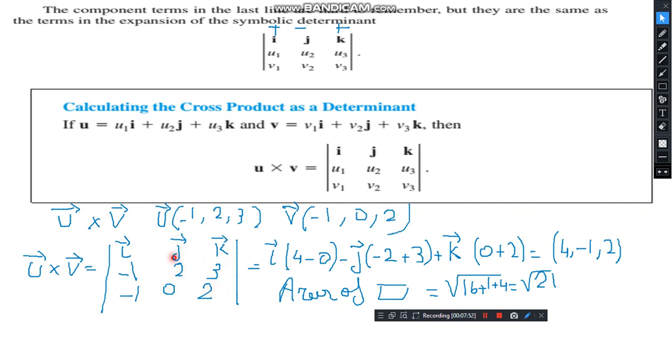And then you go to j, the middle one, you put minus j, cancel the row and column. So it will be minus 1 times 2 minus 3 times minus 1, plus 3. And then plus k, cancel the row and column. You have these 4. So it will be minus 1 times 0, which is 0, minus 2 times minus 1, which is plus 2. So you have a vector whose components are 4, minus 1, and 2. And if I tell you I want the area of the parallelogram formed by u and v, as we said, it will be the square root of 16 plus 1 plus 4, which is square root 21.